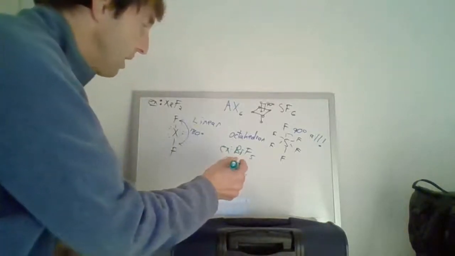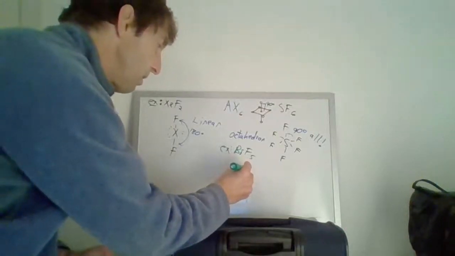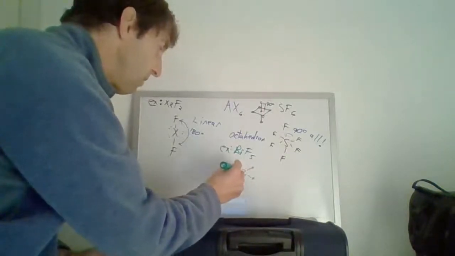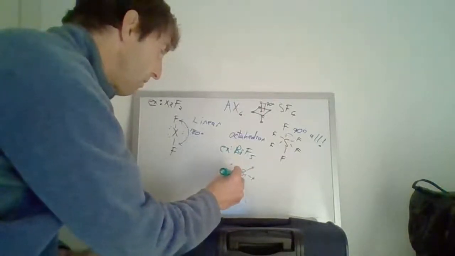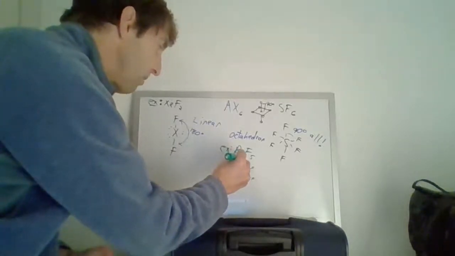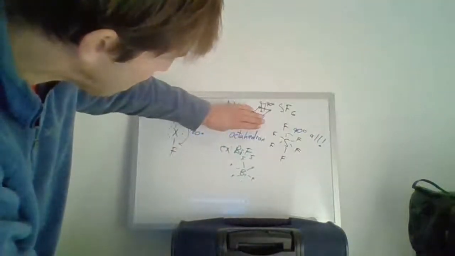So what I'm going to do now is put F's out at the corners. F, F, F, F. And one F going up. That's the pole position. So can you imagine my drawing here? Cover the bottom one, that's an unshared pair. So essentially I got this, don't I?